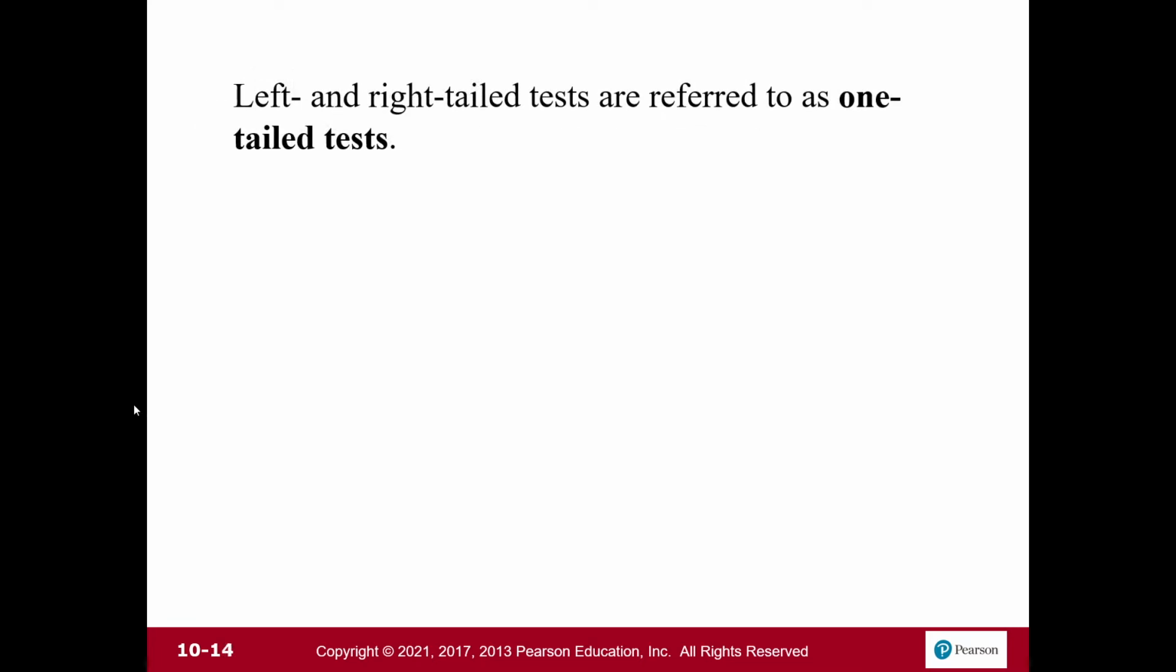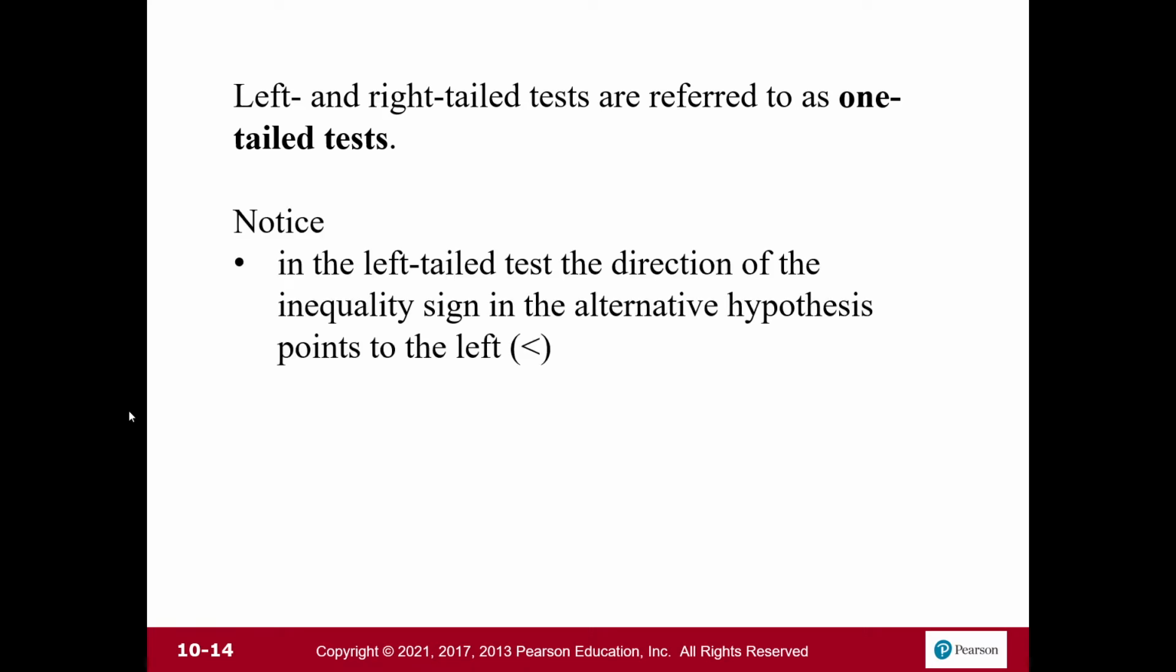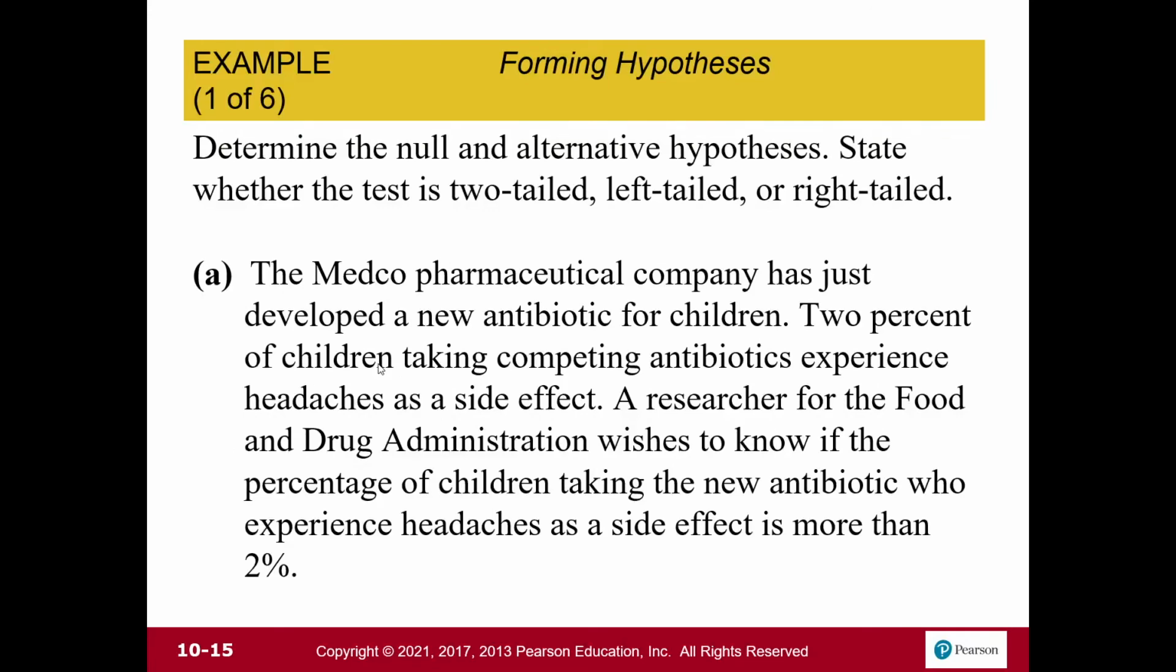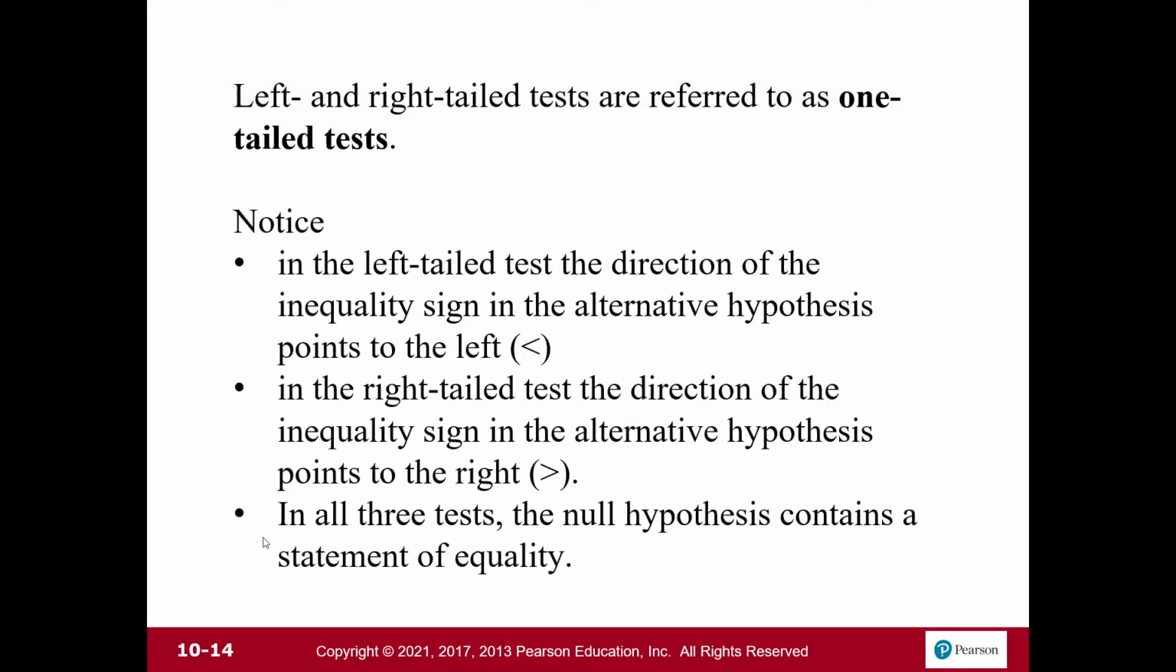Left and right-tailed tests are referred to as one-tailed tests. It's either the left or right tail, which is just that one tail. Notice that whether it's less than, it will be left; if it's greater than, it's going to be right. And then also, let's go back. In all 3 tests, the null hypothesis contains the statement of equality. When the alternative is not equal to, that's two-tailed.